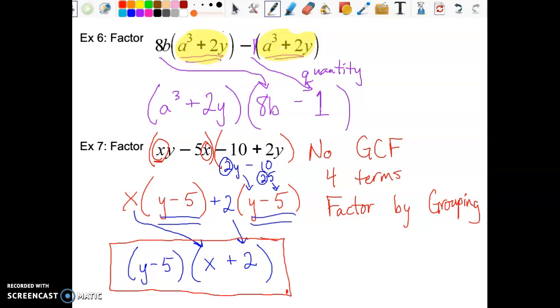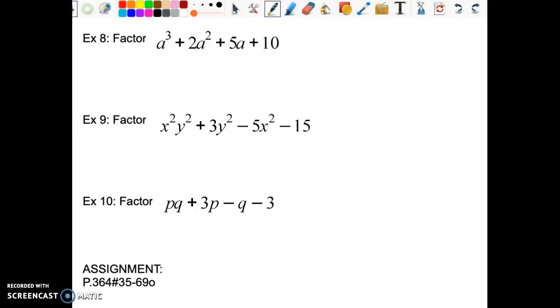This is where we left off in section 5. You might want to pause and make sure you understand where we're at, and let's finish up. It's more practice of the same thing. If you notice, there's no greatest common factor, but there are 4 terms. So that's where you either split the middle or you factor by grouping.